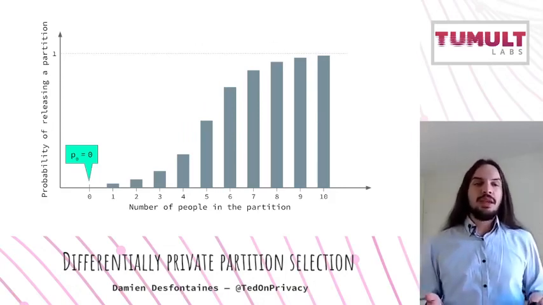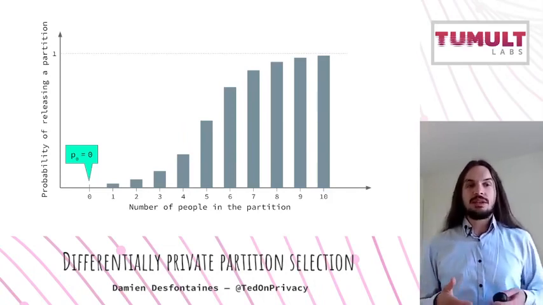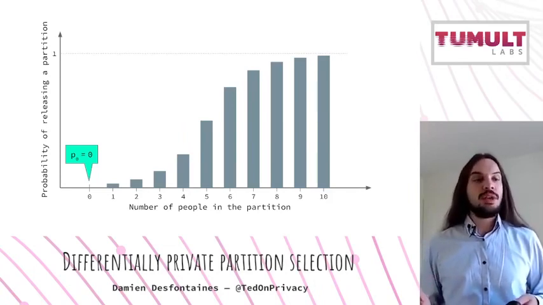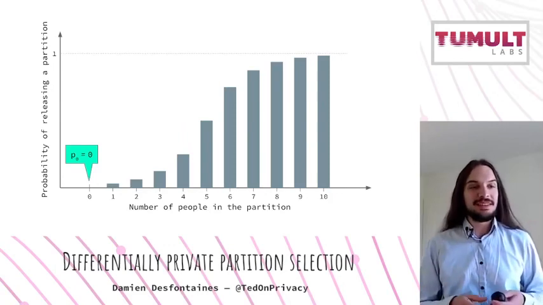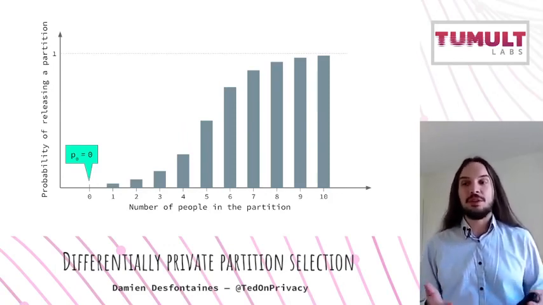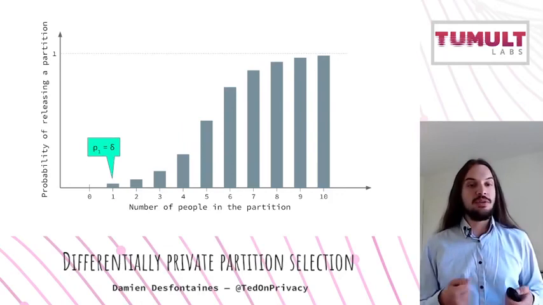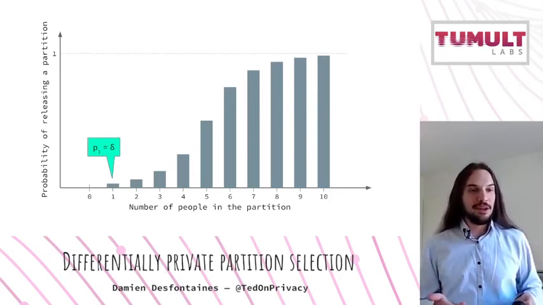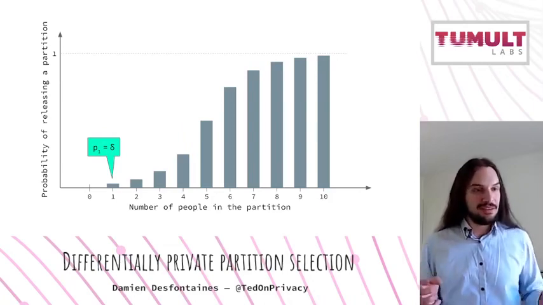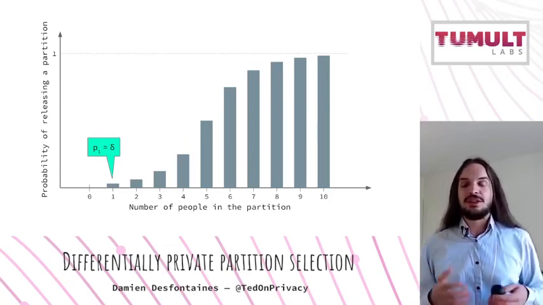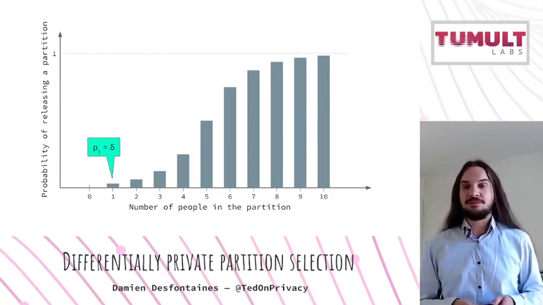So if you take a look at the Laplace mechanism, how do we construct these plots describing the probability of releasing a partition depending on the number of people? We saw that P0 equals 0, and we also saw that P1, the probability of releasing a partition with a single person in it, is exactly the probability of a catastrophic privacy failure in a way, distinguishing events. So this can only happen with probability delta.